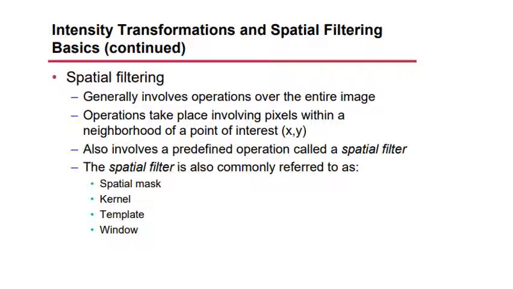To get a brief overview again, spatial filtering can involve operations over the entire image, or the operations can involve pixels within a neighborhood of a point of interest. When we say 3 cross 3 neighborhood and so forth, what we are trying to do is move the pixel location x0 y0 to one more location x1 y1, and so on, or x0 y1, and so on. One example was averaging the intensity and finding the output.